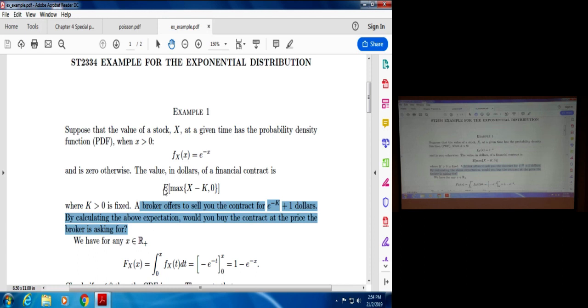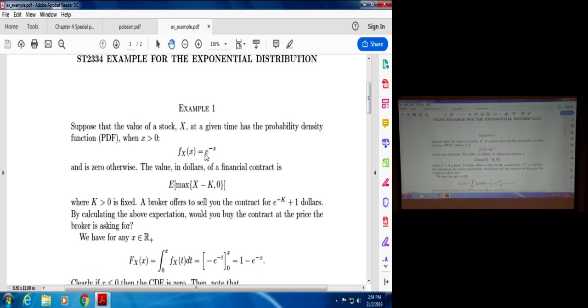So what do I want to do? All this question asks you to do is to compute the value of the contract, which is this. The expectation is with respect to this density function, and I want to compare it with the amount the broker is selling it for. If the broker's price is less than the value, then of course I'll buy it, because the value of the contract is more than this person is selling it to me for. But if the value is less than the price, then I wouldn't buy the contract, because he or she is asking more than what it's really worth.